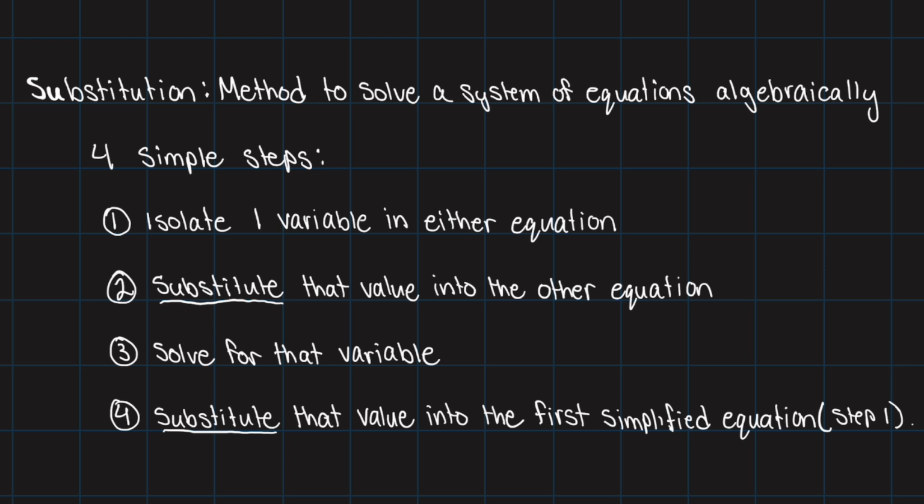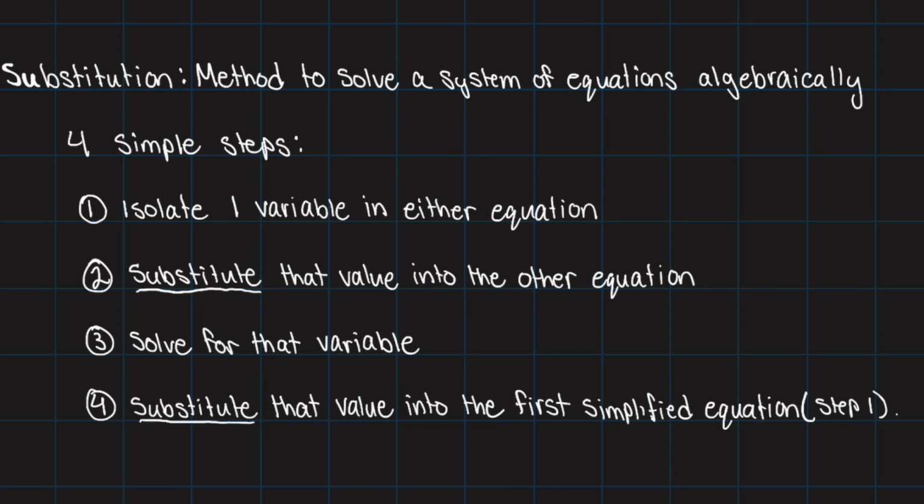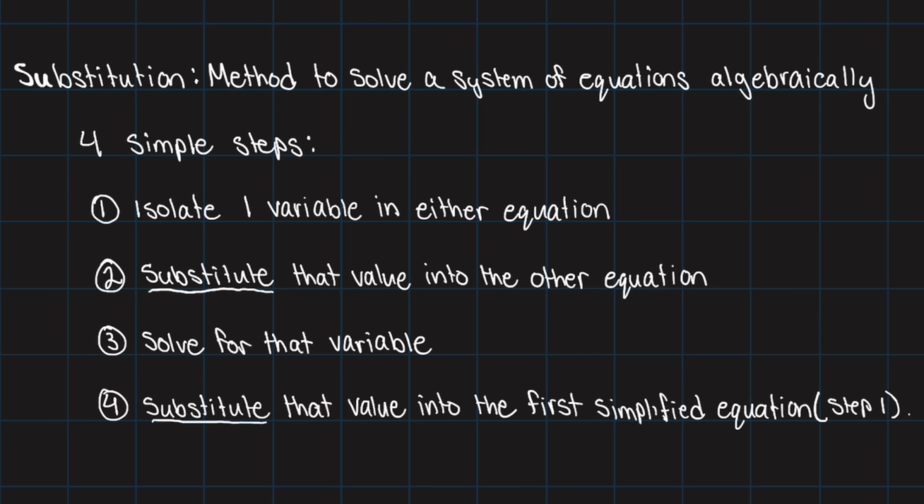So substitution is actually a method to solve a system of equations algebraically. In the last part, we learned how to graph the equations and then solve them that way. But this way is a little bit faster because we don't have to graph it, plug in different values, and then find where they intersect, if they intersect.